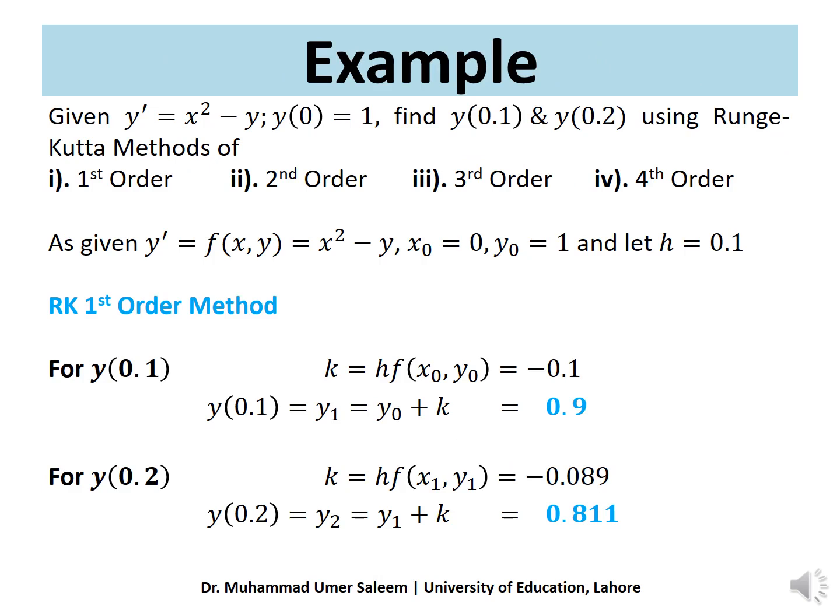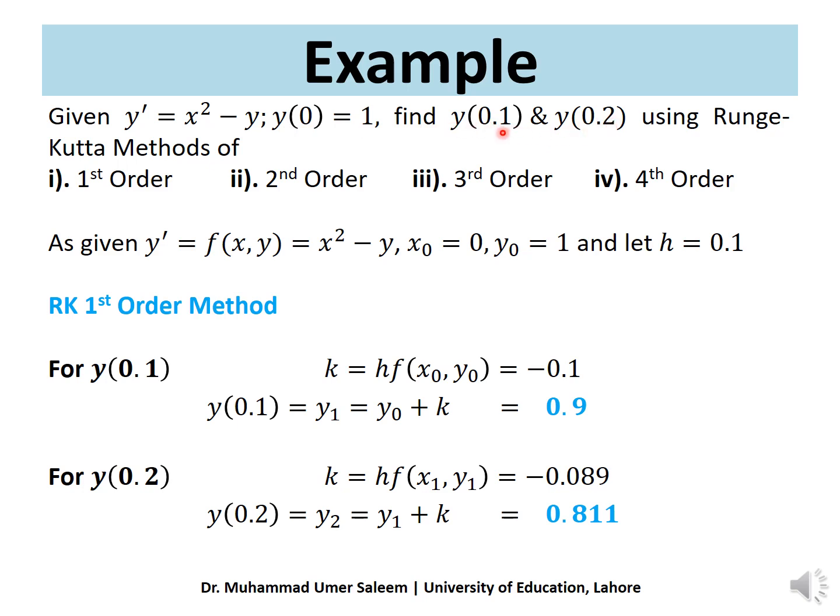Now look at the example. So I'll be solving the same example by using first, second, third and fourth order RK method. So this is the initial value problem given as y dash is equal to x square minus y. Initial condition is given as x is equal to 0, y is 1. So we have to find out the values y(0.1) and y(0.2), means we have to find out these two values.